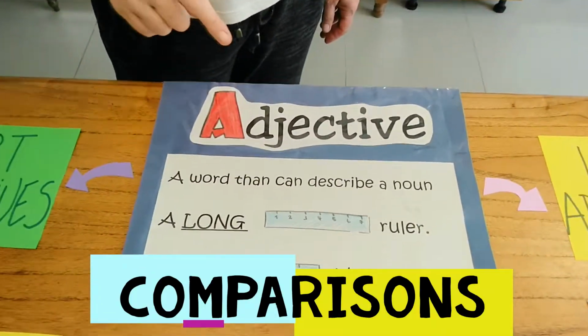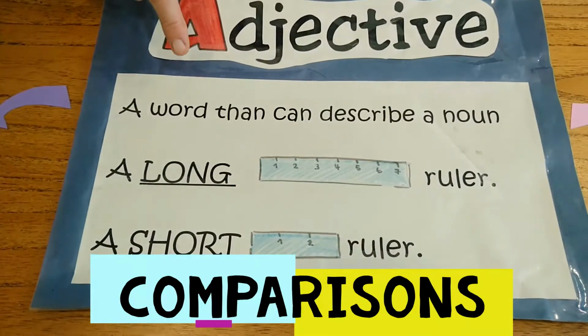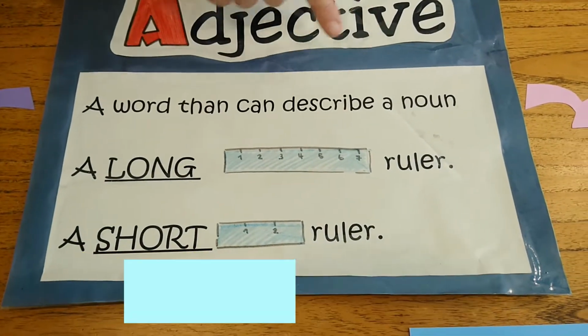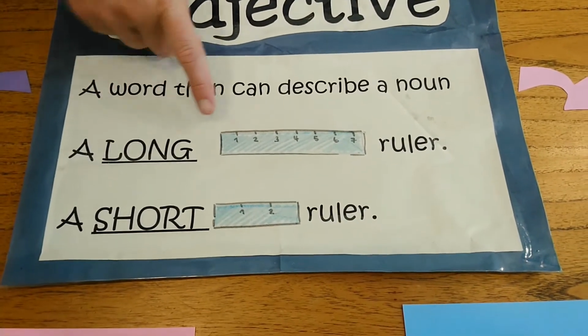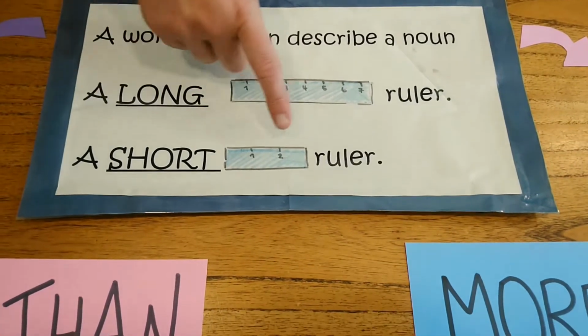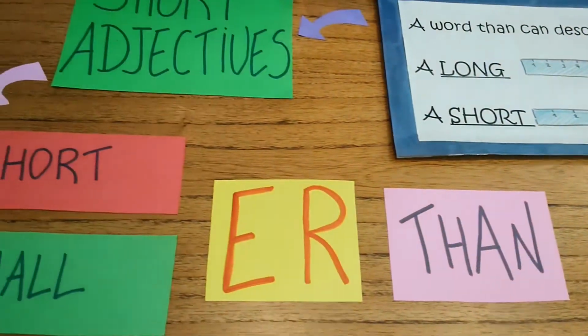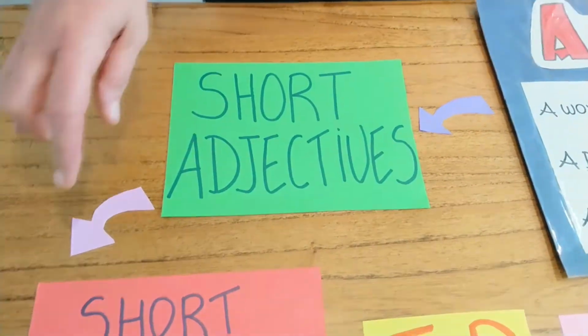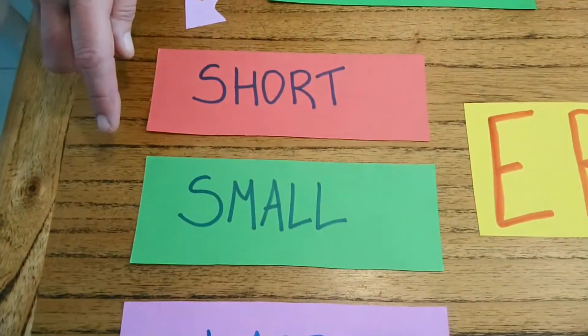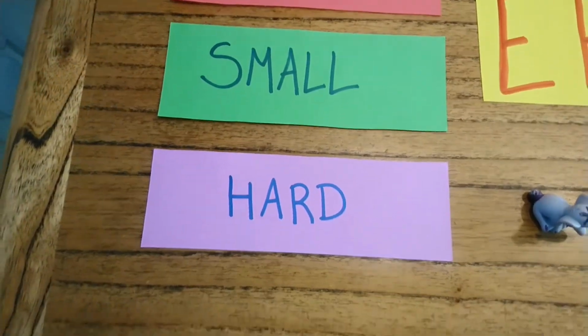Let's remember, an adjective is a word that can describe a noun. For example, a long ruler, a short ruler. You can have short adjectives. For example, short, small, hard, etc.